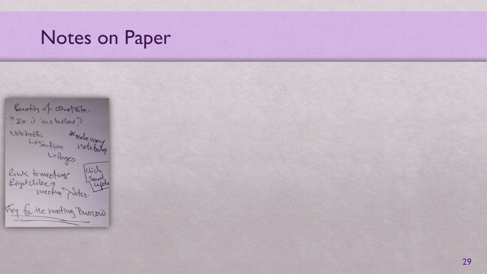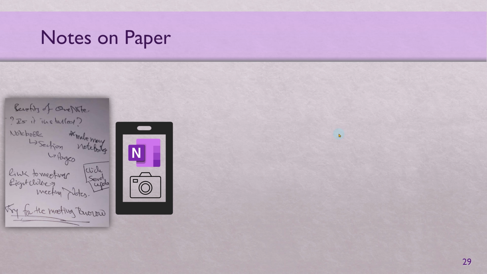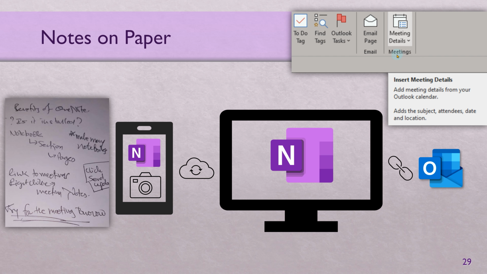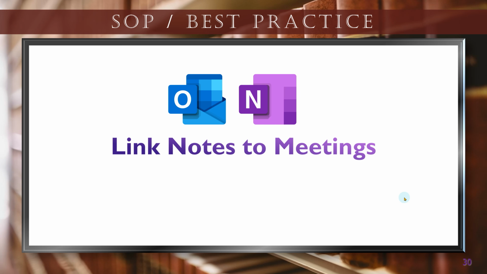And what if you use paper? No problem. Use paper. Take photographs of that paper after the meeting. And then you know the story, it will sync with desktop and then you can link it to the meeting. Bottom line, whichever way you look at it, you can link notes to meeting using OneNote.